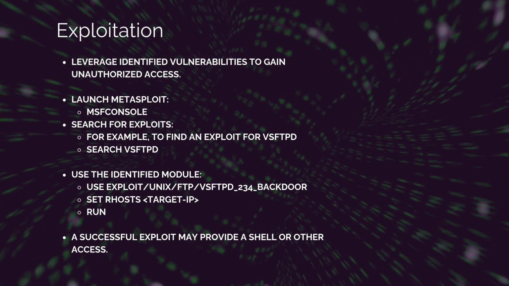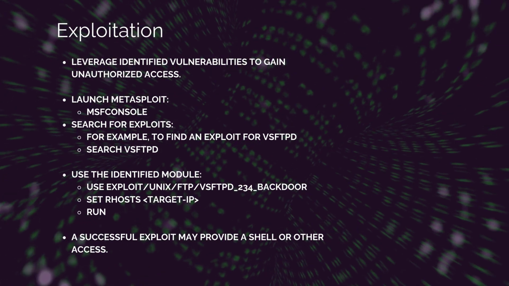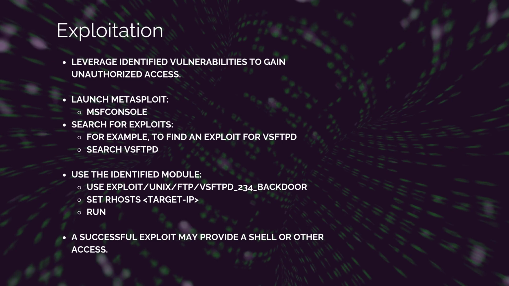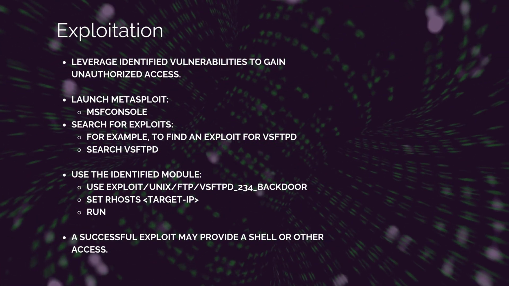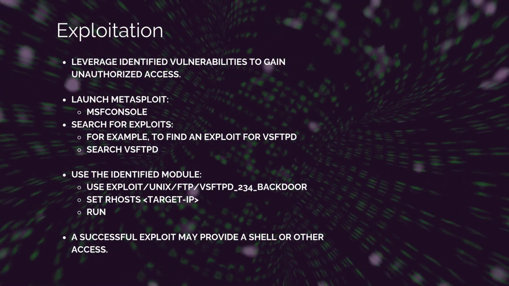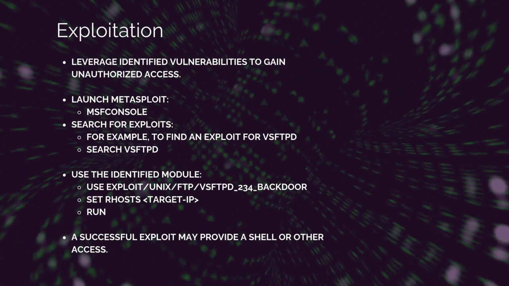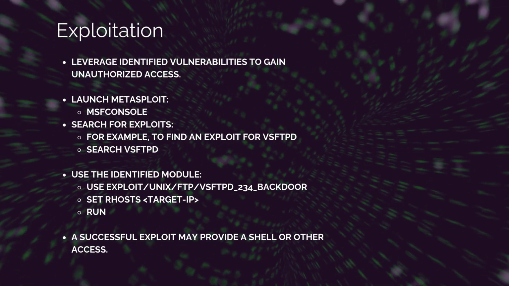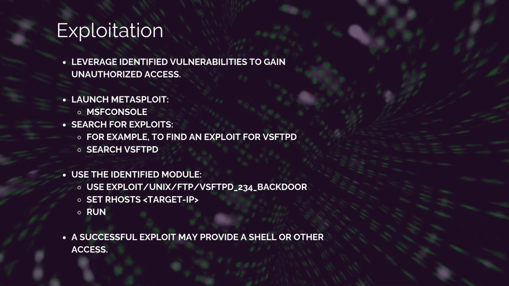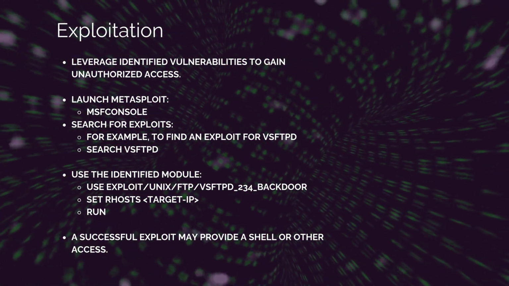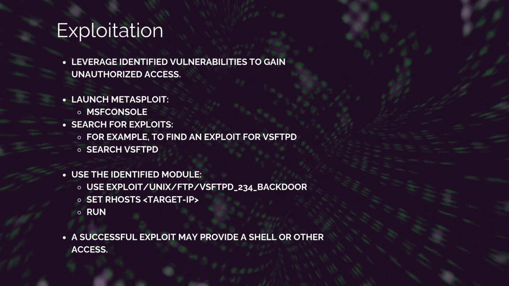So now that we've identified our vulnerable service, we're going to use msfconsole, so the Metasploit framework, and we're going to search for an exploit to attack the service, vsFTPd. And then we're going to try to establish a backdoor, so shell access, to that service.